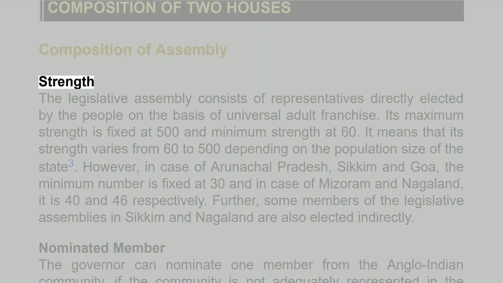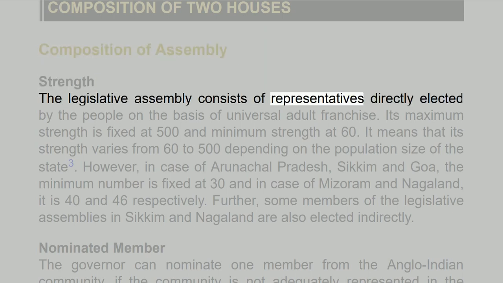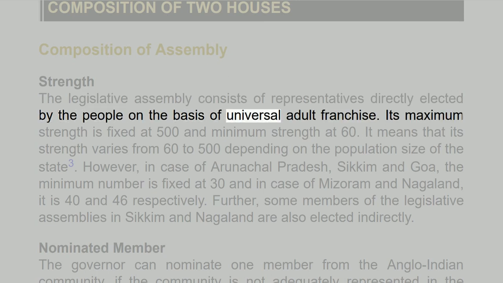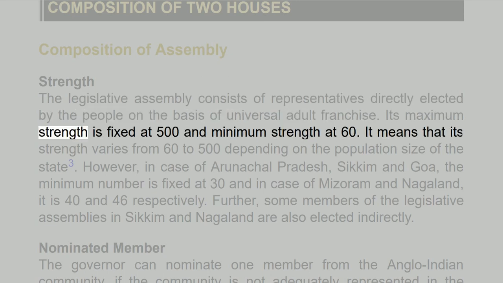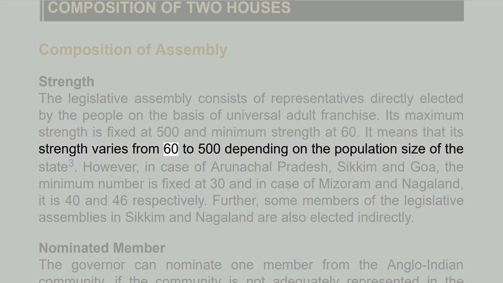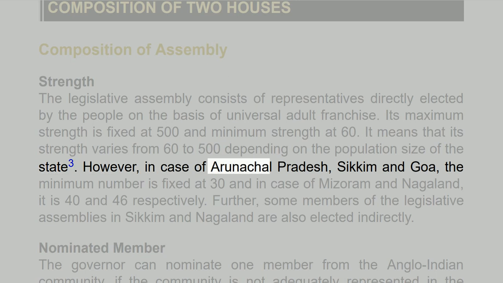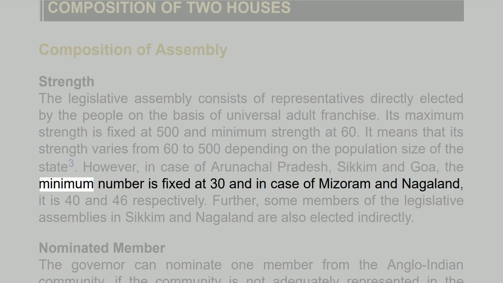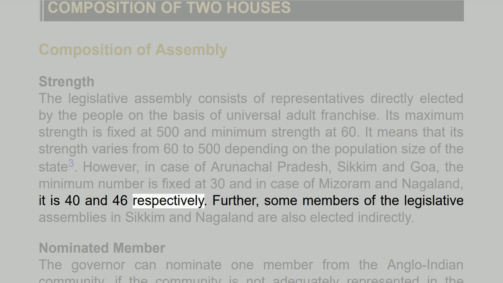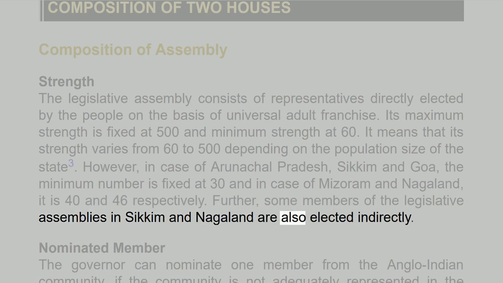Strength. The Legislative Assembly consists of representatives directly elected by the people on the basis of universal adult franchise. Its maximum strength is fixed at 500 and minimum strength at 60. It means that its strength varies from 60 to 500 depending on the population size of the state. However, in case of Arunachal Pradesh, Sikkim and Goa, the minimum number is fixed at 30 and in case of Mizoram and Nagaland, it is 40 and 46 respectively. Further, some members of the legislative assemblies in Sikkim and Nagaland are also elected indirectly.